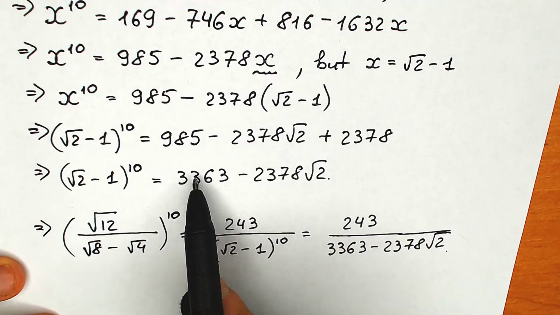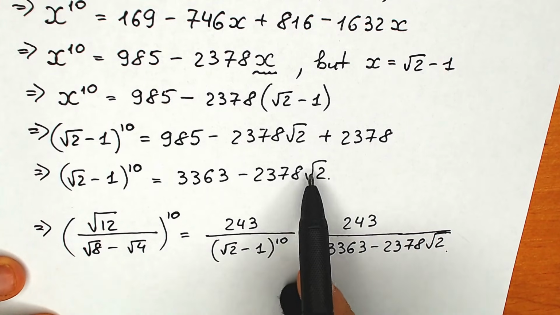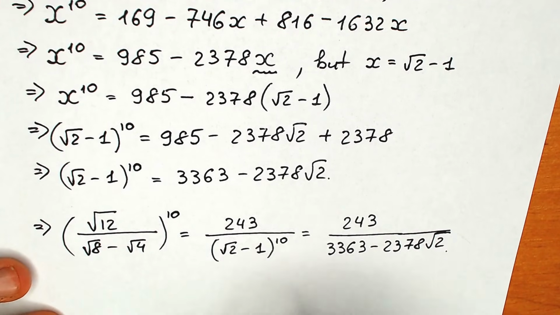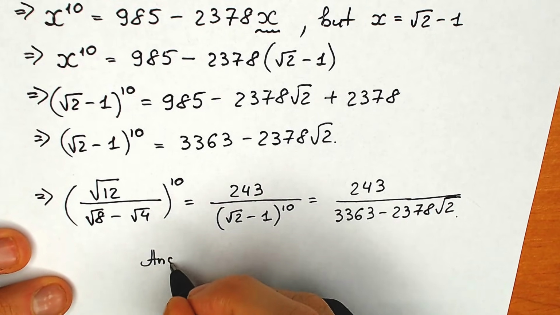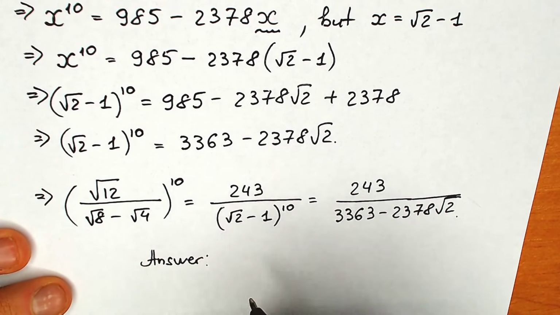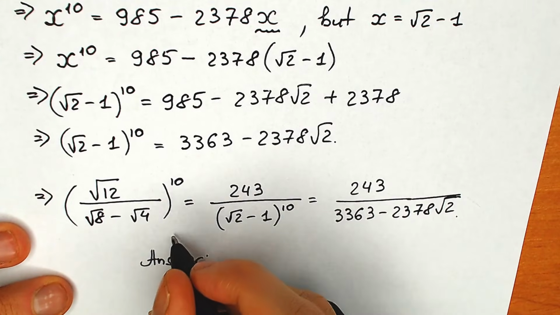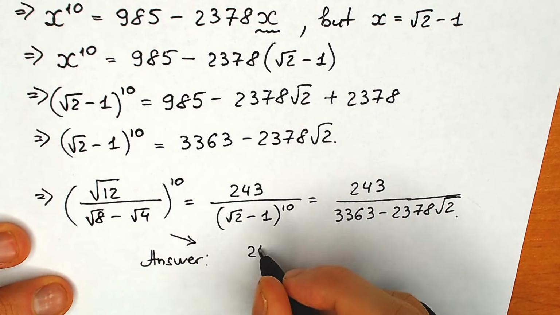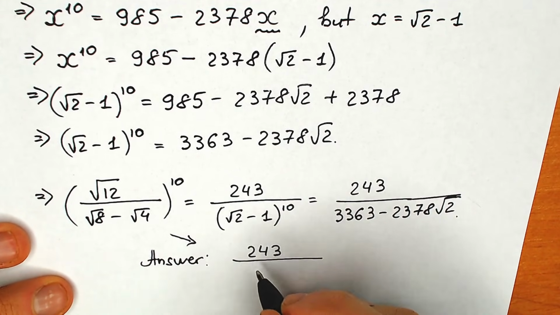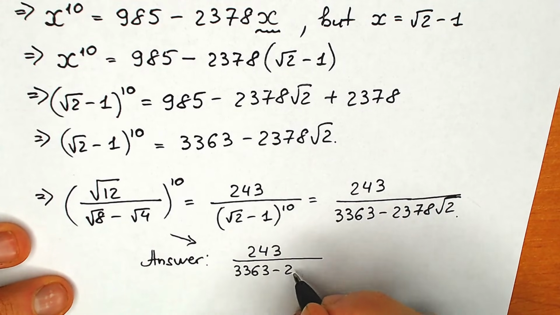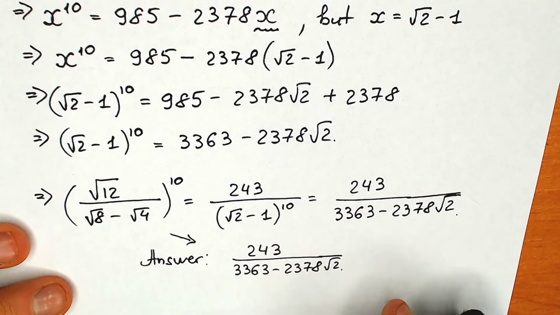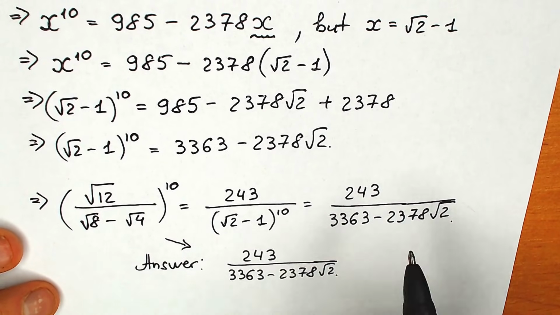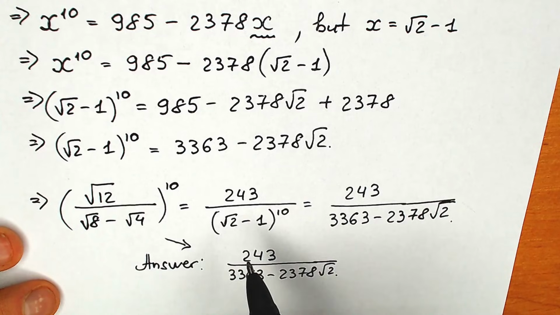So let's write our final answer to this question. So our answer to this question, so we have this expression equal to 243 after all the steps, divided by 3363 minus 2378 square root of 2. This is our answer to this question. So we don't have this tens power, we have a regular expression.